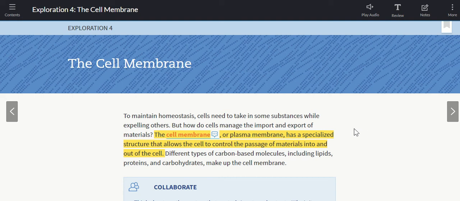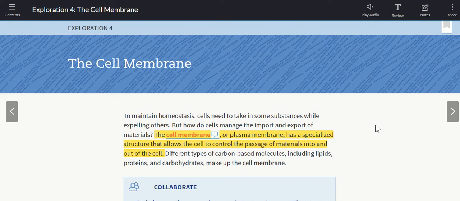All right, exploration 4 is the last exploration of lesson 2 and the last exploration of unit 2, and is all about the cell membrane. Now, we've talked a little bit about the cell membrane when we talked about parts of the cell, but in this exploration, we're going to go into a lot more detail about what it's made out of, how it works, and how it plays a very important role in maintaining homeostasis in cells.